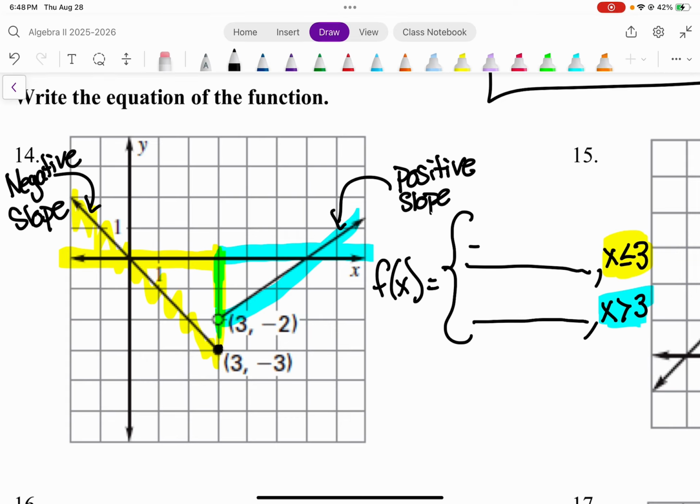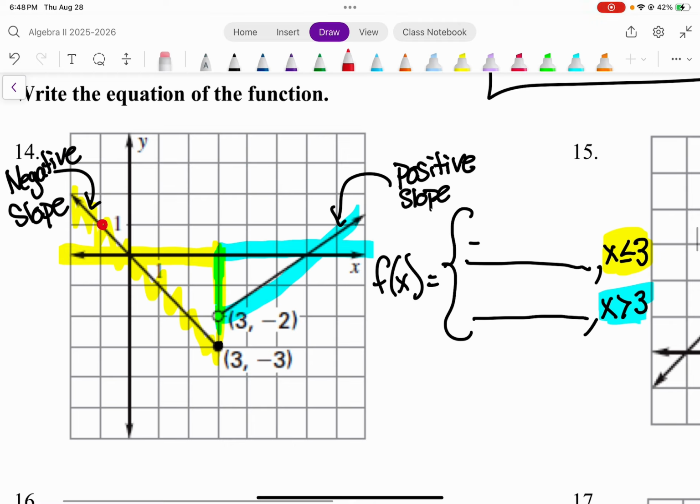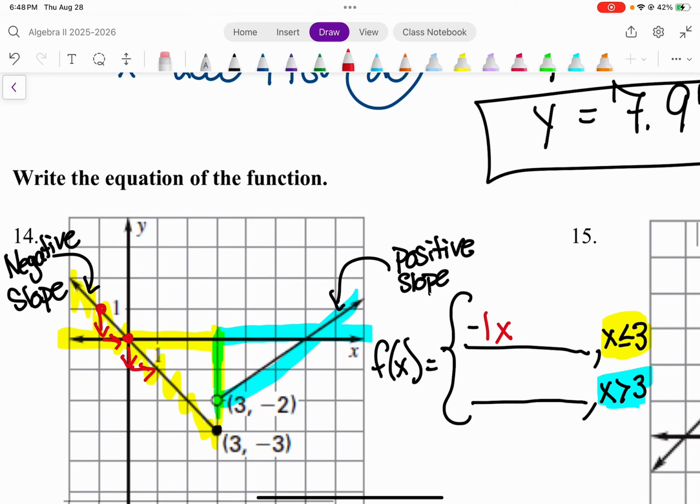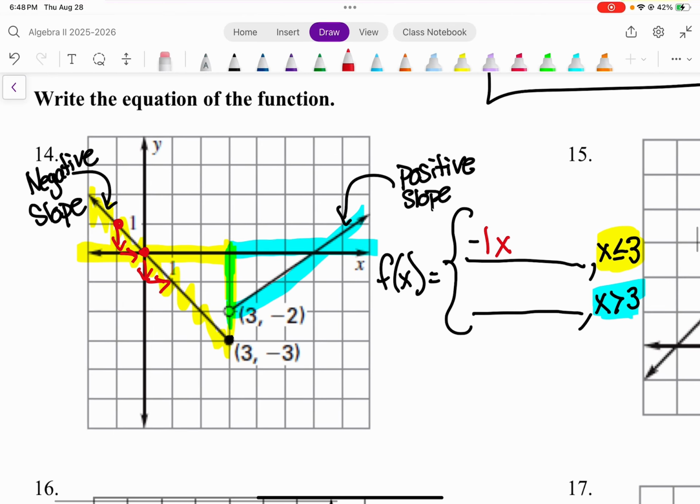Now I can figure out what each of the slopes are. So counting this one between 2 points, it's going down 1, right 1, down 1, right 1. So our slope here ends up being -1. So we have -1x. The y-intercept is 0, so you could put +0, but that is not required. That means we're done with that equation.